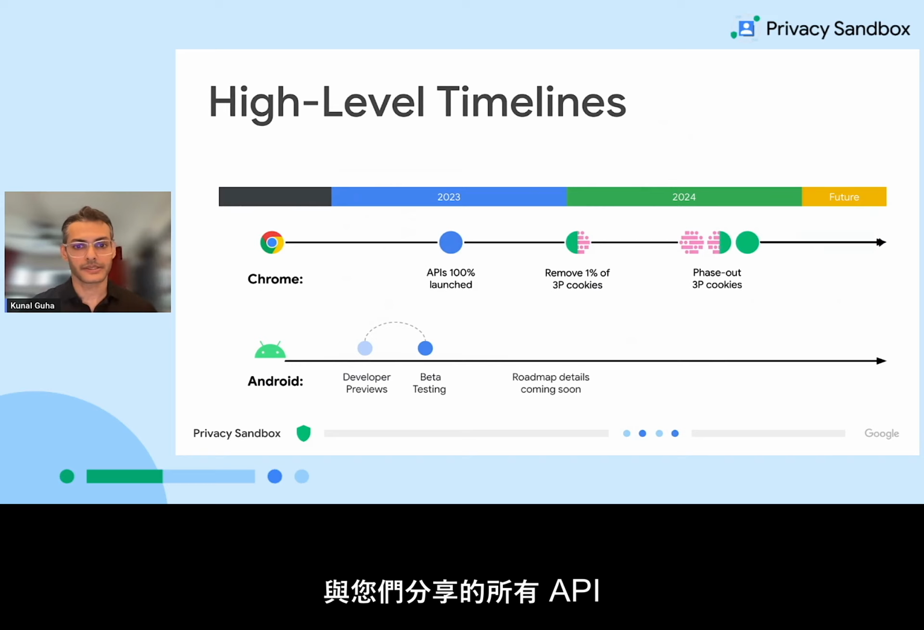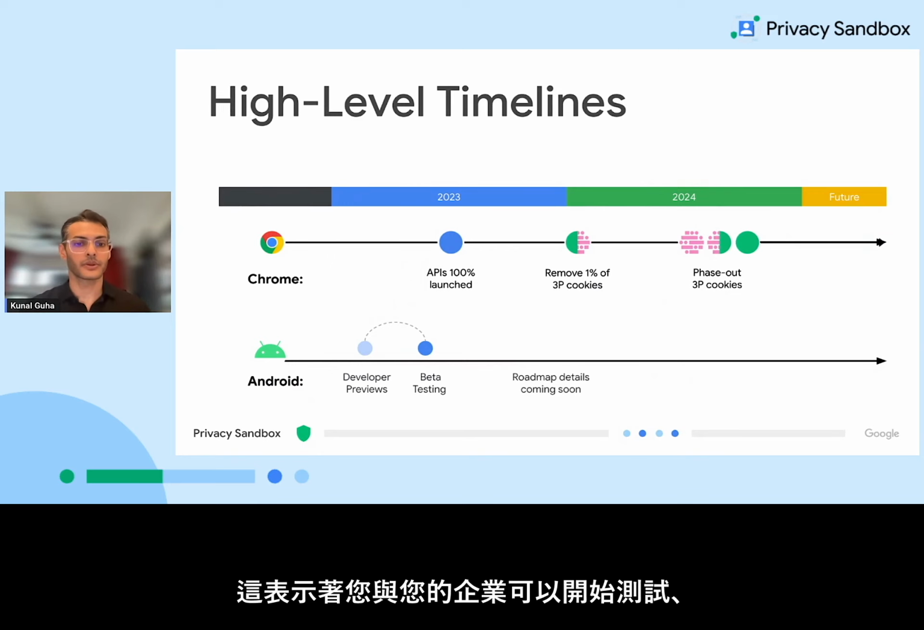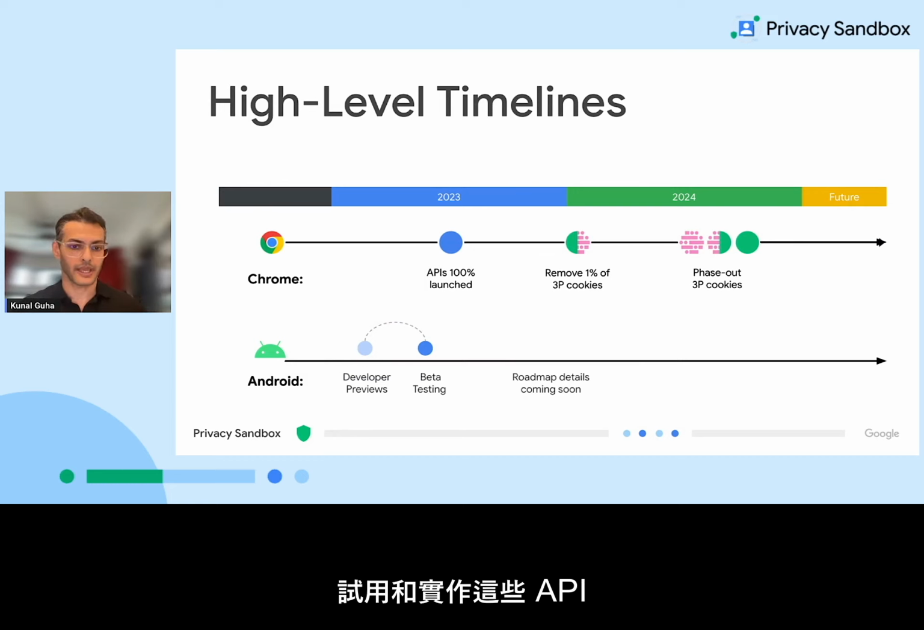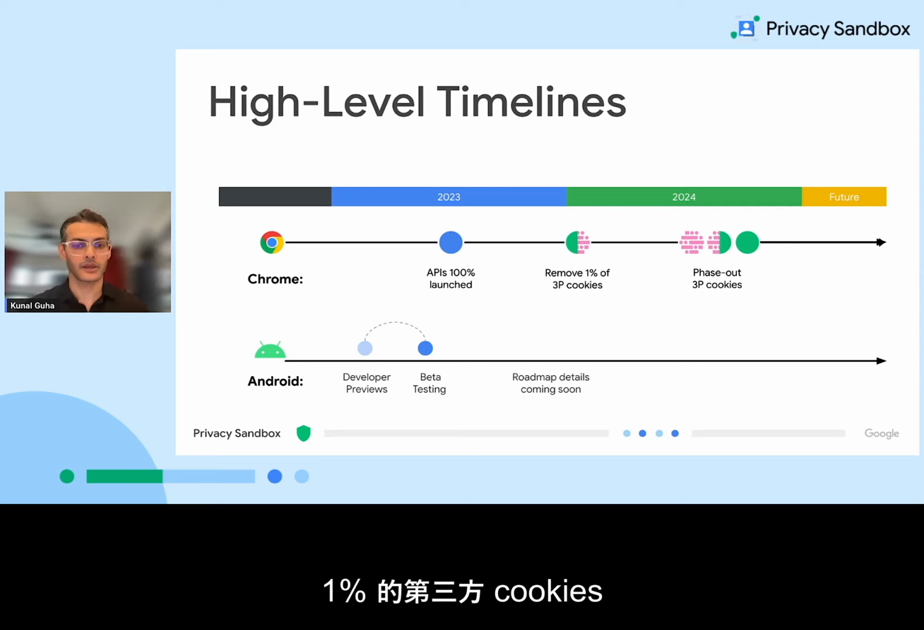All of the APIs that we have shared with you are now generally available as of August of 2023. This means that you and your businesses can already start testing, trialing, and implementing these APIs. In January of 2024, we will begin to phase out 1% of third-party cookies. And then in close consultation with the CMA authorities, we will begin to phase out third-party cookies entirely, starting Q3 of 2024.